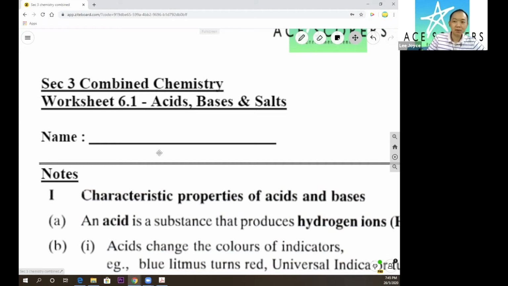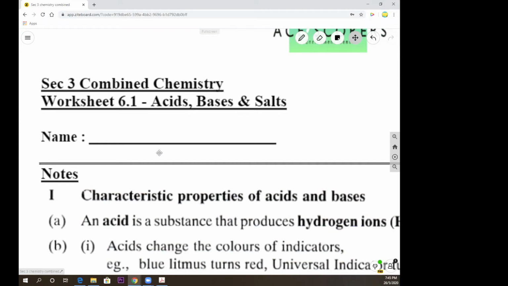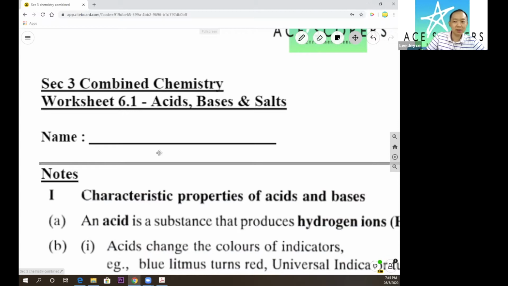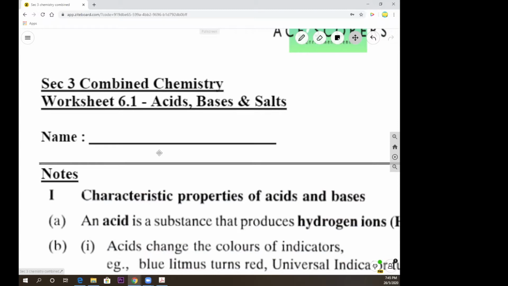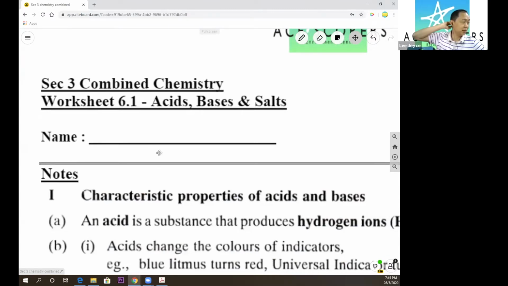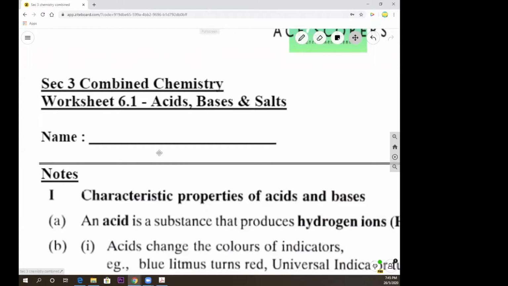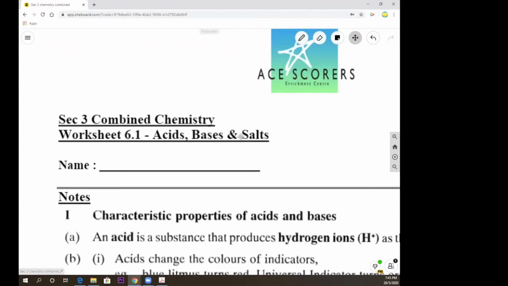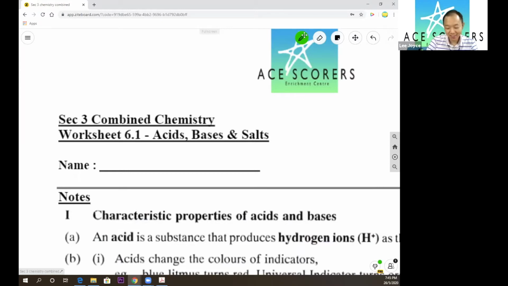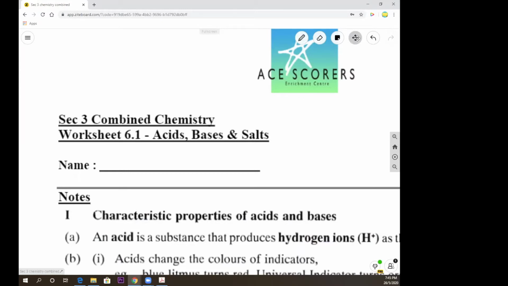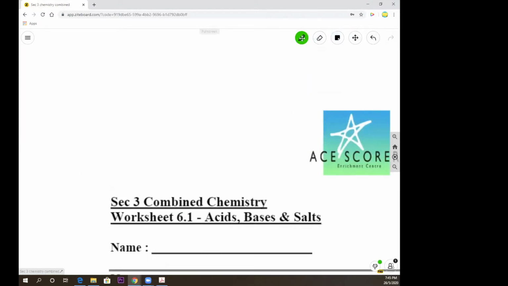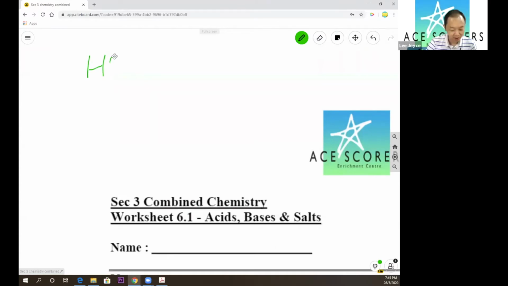What is an acid? I don't know. Then how about, what's an acid? Something opposite of alkali. Whoa, very good. So there are some substances left over from Sec 2, right? Hydrochloric acid. Wow. What's the chemical formula? HCl. Awesome. Deserve a star.